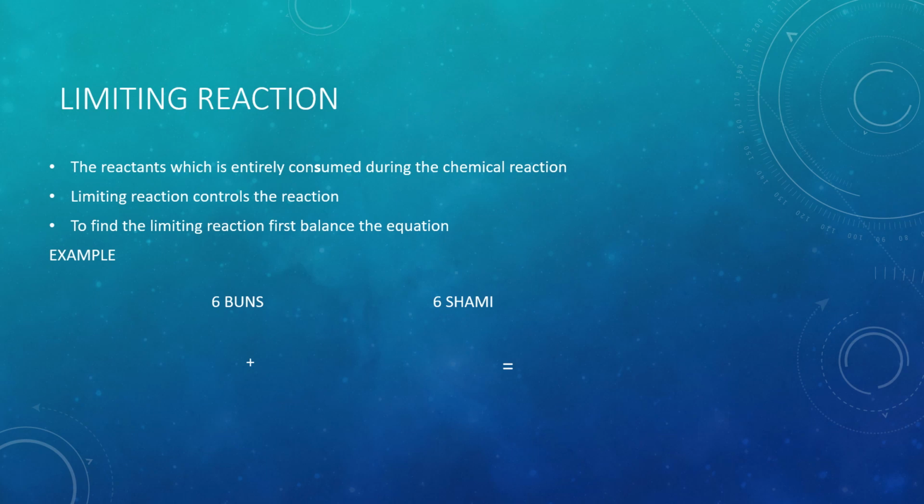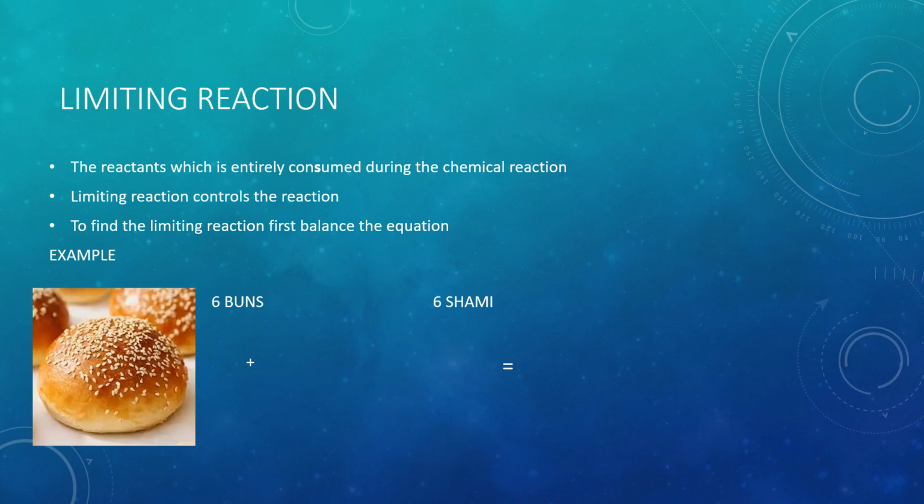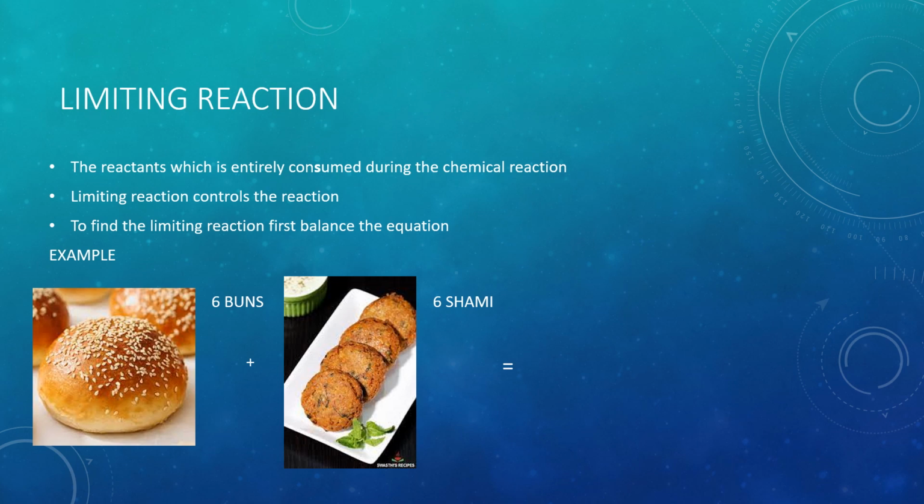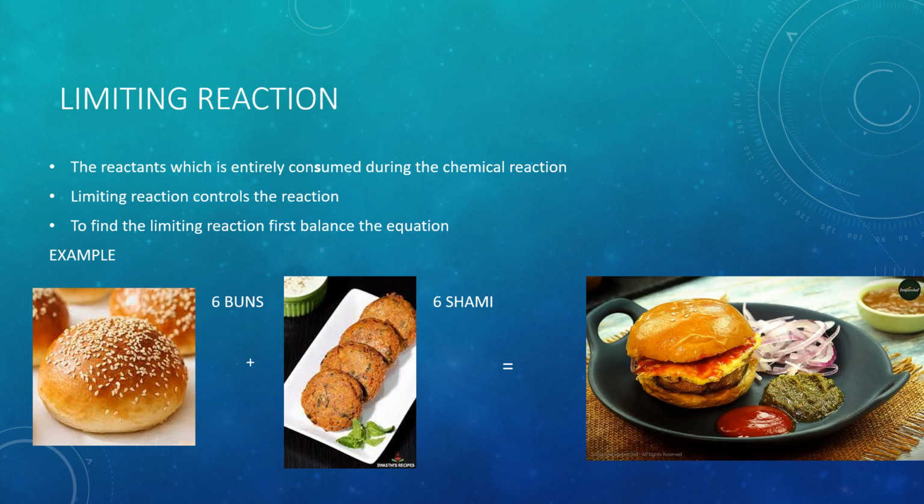Limiting reaction is the reaction that is controlled. Suppose we have 6 buns and 6 patties, and we are required to make burgers. So in this condition we know that we have 6 buns and 6 patties. Now how many burgers can we make?